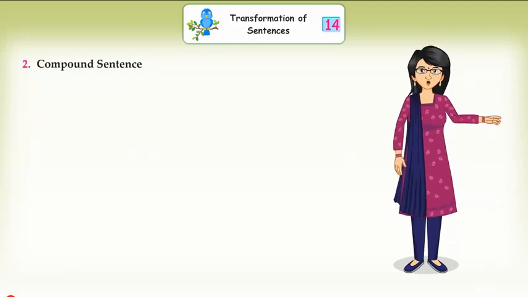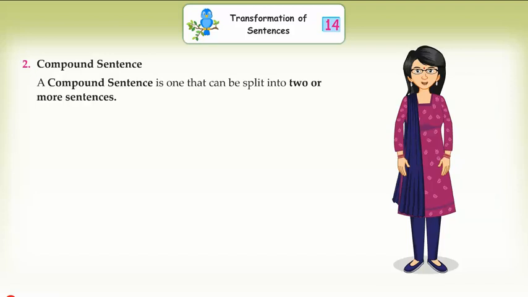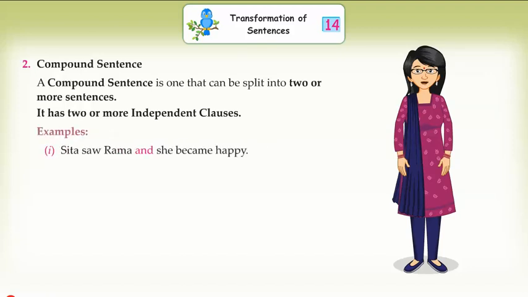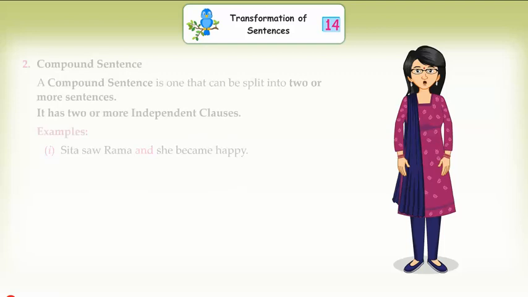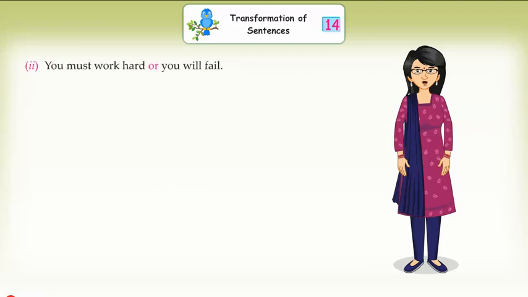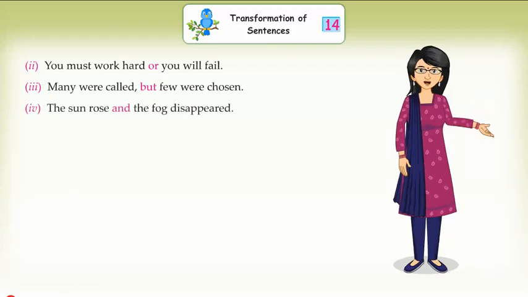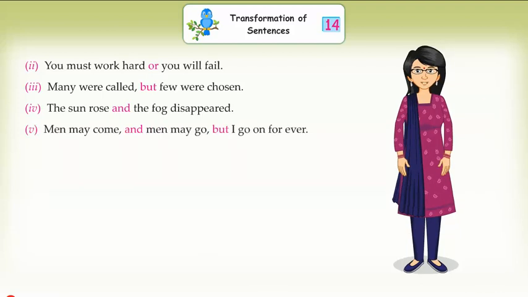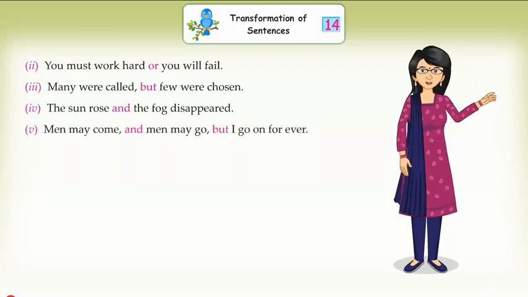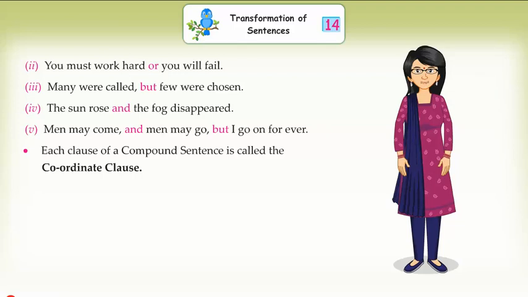2. Compound sentence. A compound sentence is one that can be split into two or more sentences. It has two or more independent clauses. Examples: 1. Sita saw Rama and she became happy. 2. You must work hard or you will fail. 3. Many were called but few were chosen. 4. The sun rose and the fog disappeared. 5. Men may come and men may go, but I go on forever. Each clause of a compound sentence is called the coordinate clause.